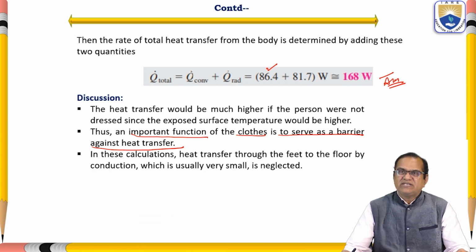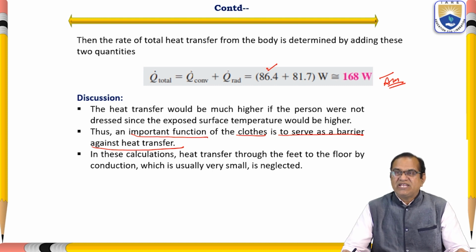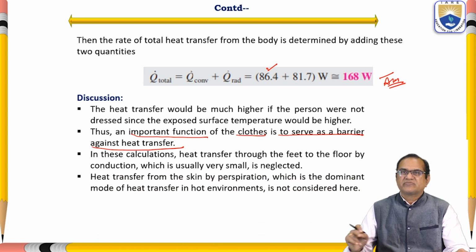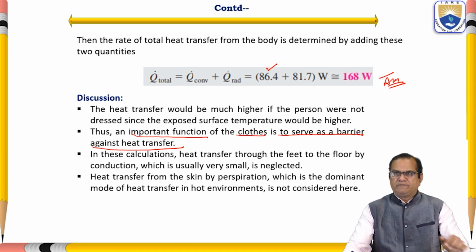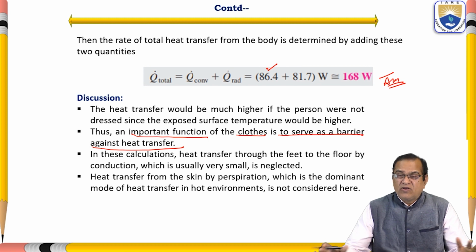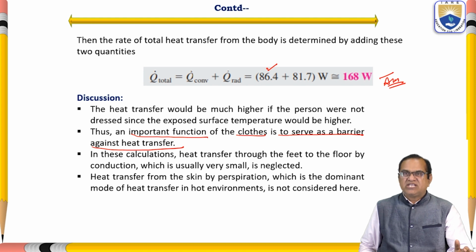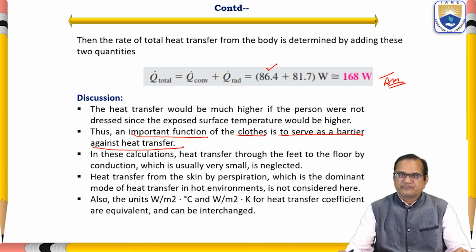In this calculation, heat transfer through the feet to the floor by conduction, which is usually very small, is neglected. Heat transfer from the skin by perspiration, which is the dominant mode of heat transfer in hot environments, is not considered here. So sweating we have not considered. Only the emitted heat is considered.